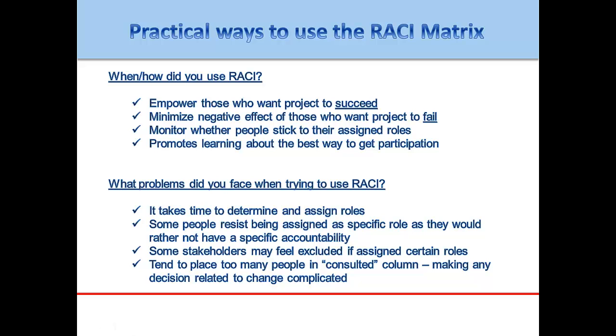It's good to try to be more specific from the manager's perspective. Some stakeholders may feel excluded if assigned certain roles. You may find that some stakeholders want to be in more than one of the columns. They may want to be in both the C and the I. They'd like to be both consulted and informed. You may need to, for example, negotiate with them so that they are in the informed column and that actions or decisions may be taken without their feedback.